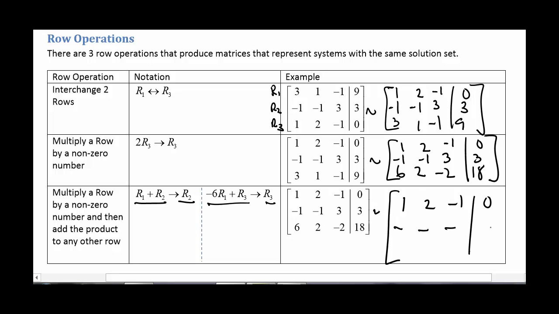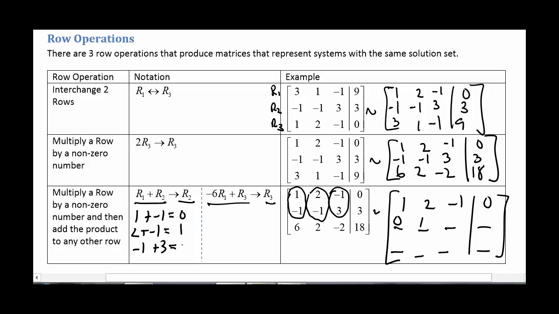And now what I want to do is fill in these blanks based on the formula, the row op that I've come up with. So when we said row 1 plus row 2, I'm just going to add them up. 1 plus -1 equals 0. So that's the number that goes there. 2 plus -1 is 1. -1 plus 3 is 2. And 0 plus 3 is 3. Okay.